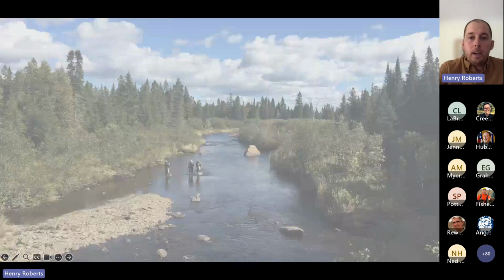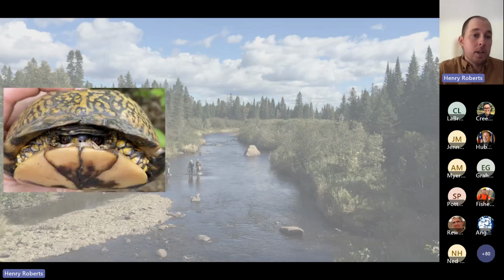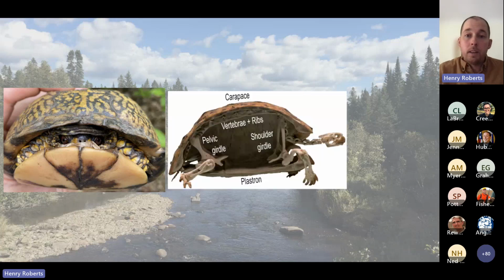So I think a good place to start this talk, and really any talk about turtles, is with what makes them so special. And of course, that is their shell. All turtles have essentially evolved to fit their entire body within their own rib cage. And in turn, that rib cage has evolved to basically function as a full suit of body armor to protect it from threats like predation and other factors.